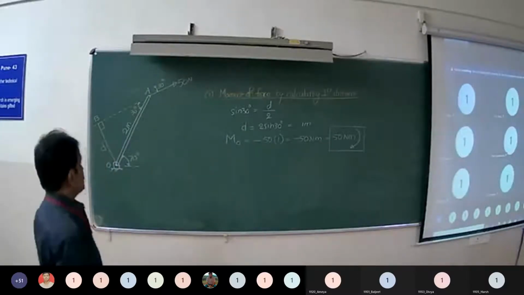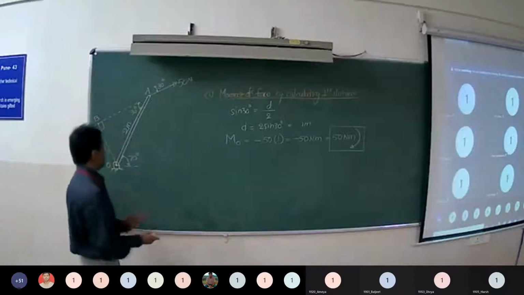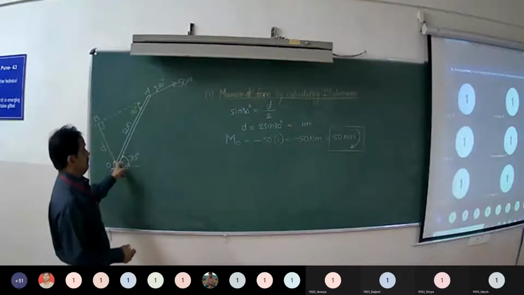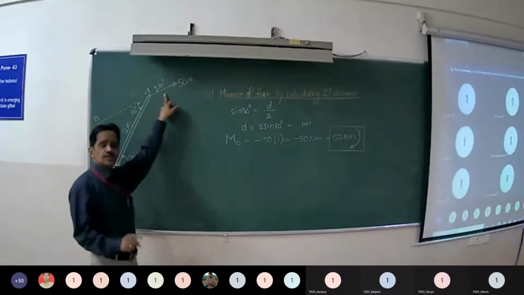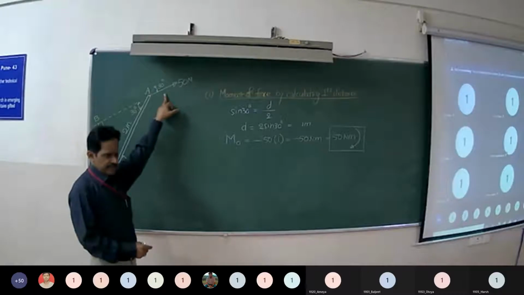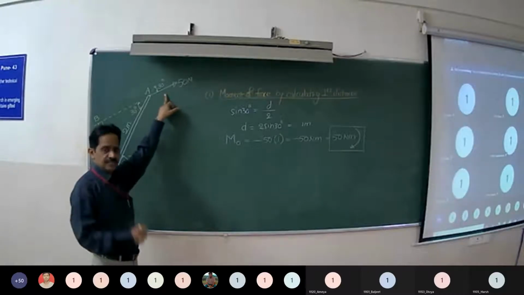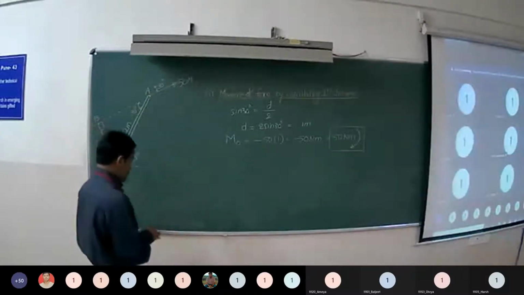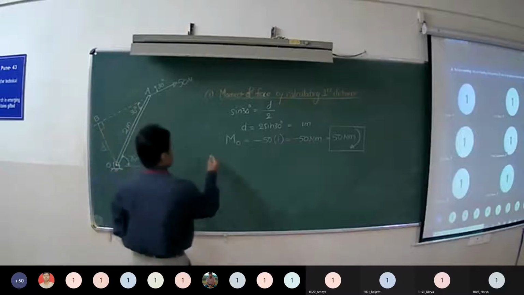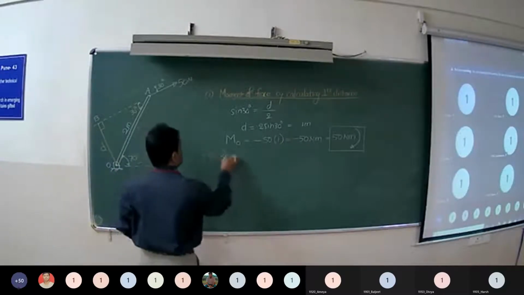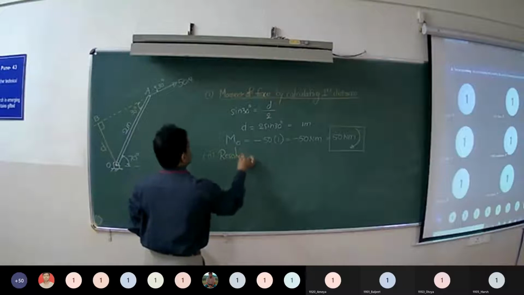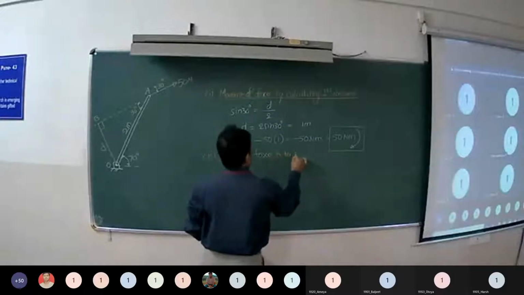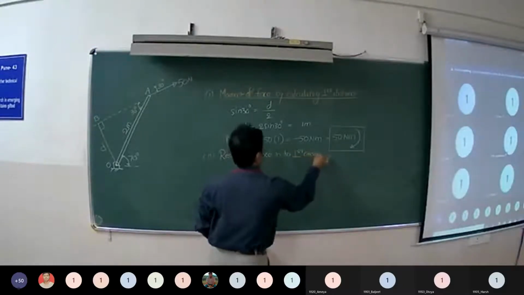Sometimes it is very difficult to determine the perpendicular distance from the line of action. In such cases, you can resolve this force into perpendicular components, and by using Varignon's theorem, you can find the moment of the force. So, second method, resolving the force into perpendicular components.